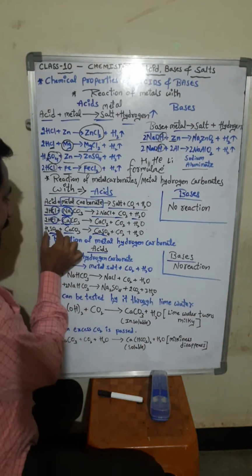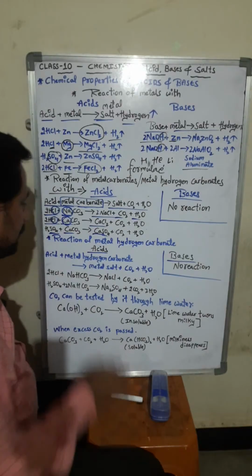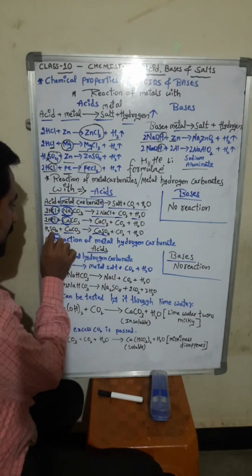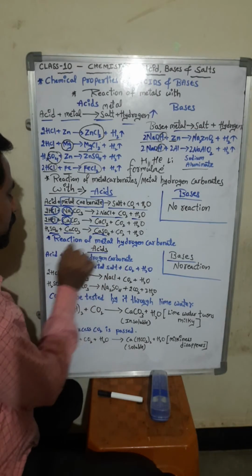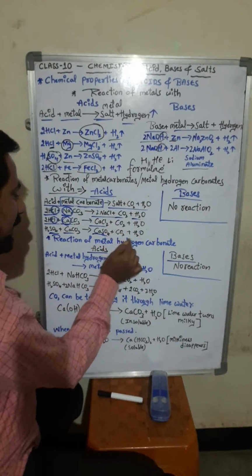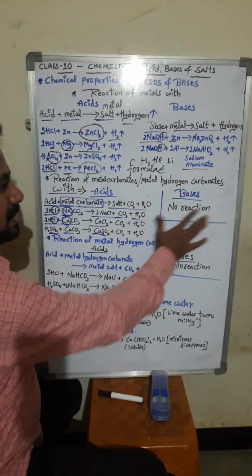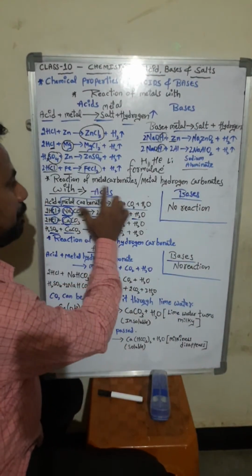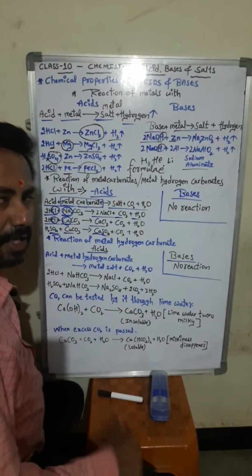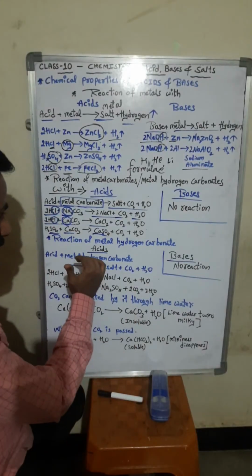H2SO4 reacting with calcium carbonate. So this Ca will combine with SO4, CaSO4 salt will form, and carbon dioxide and water will form. Simple, okay? And bases do not react with metal carbonates. They will not react.